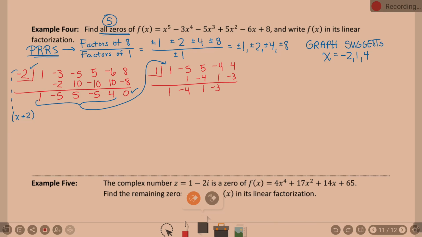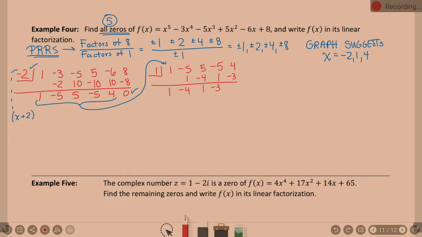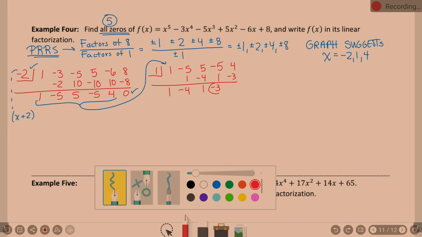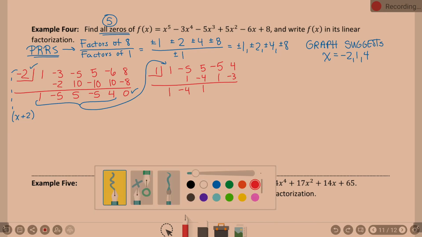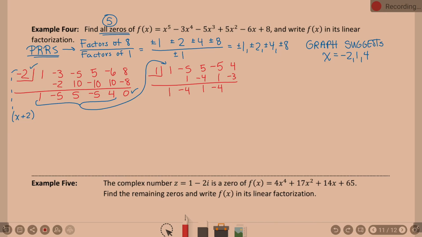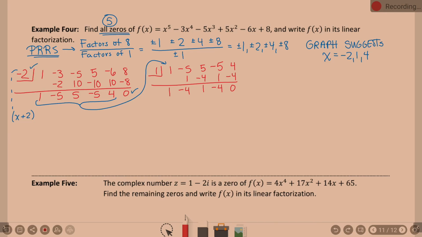1, -5, 5. This should be -5. That should be 4. Okay, so, gosh darn it. Okay. Redo. -5 plus 1, -4. 1 times -4 is -4. Remainder is 4 plus -4 is 0. Whew. Okay. Now, remainder is 0.